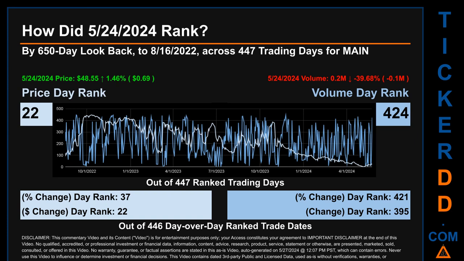The price's day-over-day percentage change, jumping 1.46% on May 24, 2024, had a day rank of 37 while its dollar difference of 69 cents had a rank of 22 when compared day over day across 446 trading days. Volume's percentage change and difference were ranked respectively at 421 and 395.